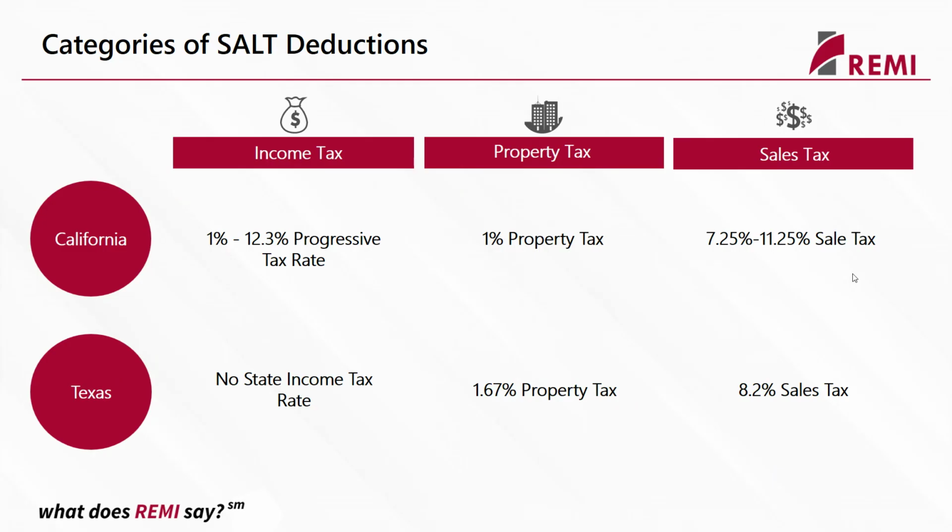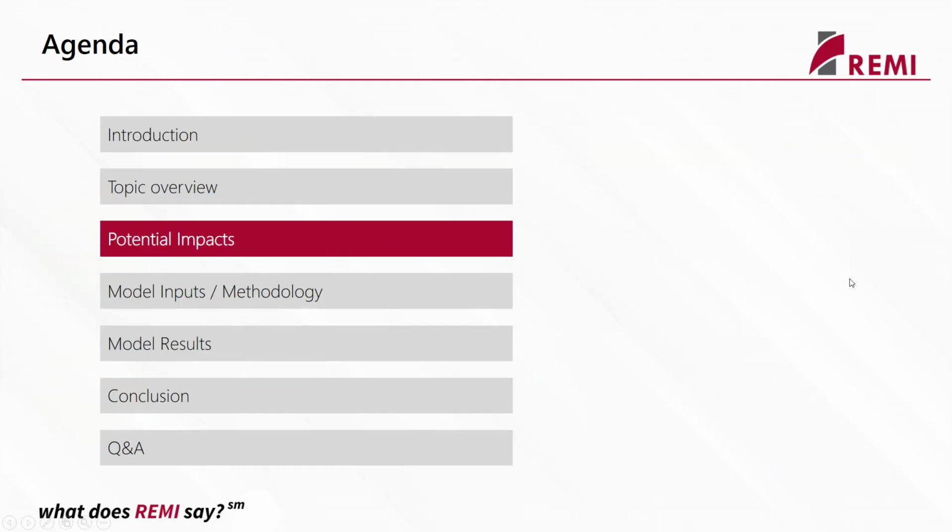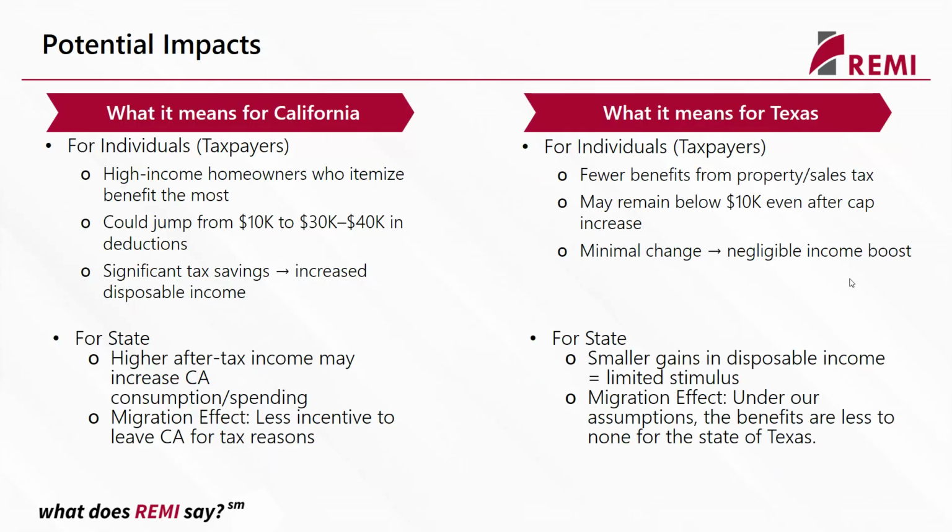Thank you, Shane. Looking at the potential impacts on California and Texas, looking specifically at California, the taxpayers of a high tax state like California would benefit from itemizing deductions. It represents huge potential savings and directly translates into higher disposable income. And at a state level, this higher disposable income could mean a boost in consumption or spending in the economy, and would reduce the incentive for people to leave California for tax reasons.